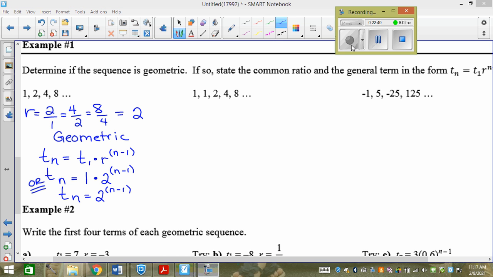So for this one, R should equal 1 divided by 1 should equal 2 divided by 1 should equal 4 divided by 2 should equal 8 divided by 4. See if there's a problem. 1 divided by 1 is 1. 2 divided by 1 is?